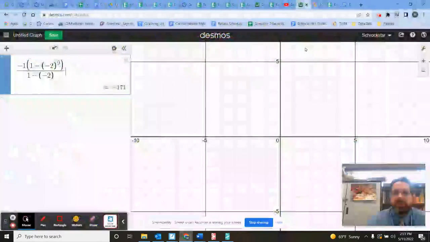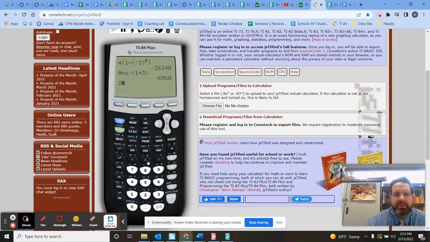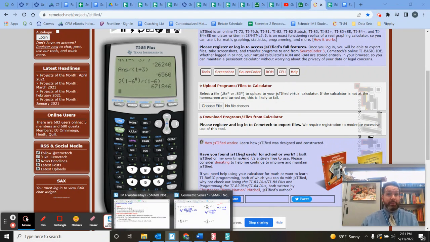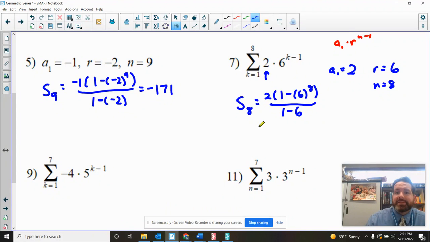Coming back here, let's go to the TI this time again. So 2 parentheses, 1 minus. Now, if it's a positive number, you don't need the parentheses around it like we did with the -3. Not a bad idea to use them, but they're not required. And then you can do it all in one step. I did it 2 steps last time. You can do it in one. Just make sure that you put that denominator in parentheses. Otherwise, it's not going to do what you want. We end up with a big one, 671,846. Again, I hope that makes a little bit of sense. If we're multiplying by 6, those numbers are going to get really big really fast.